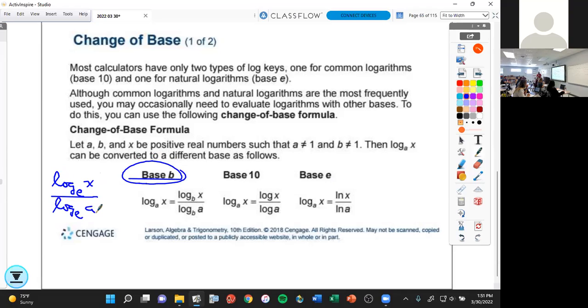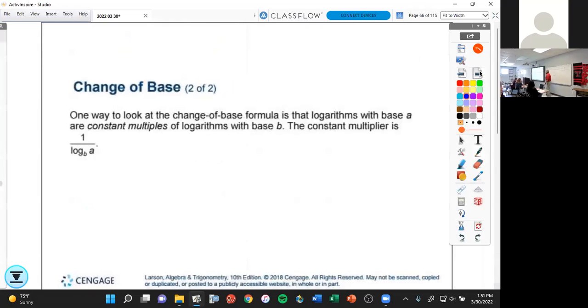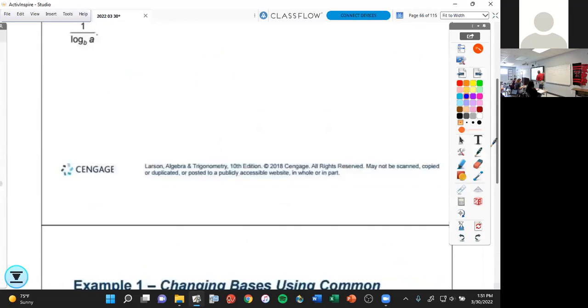No, I don't have an x divided by a anywhere up there. I have a log x divided by log a. That's different. Okay, and I'm just moving on from this slide.